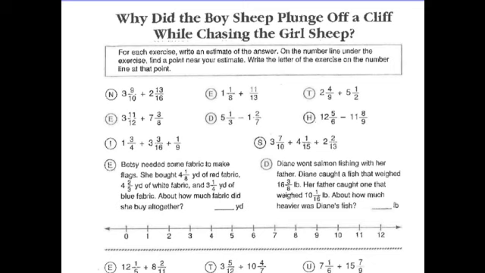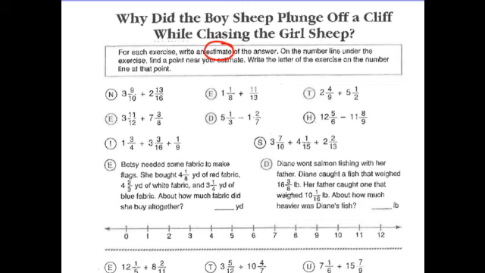So here's our directions. I'm just going to start this. For each exercise, write an estimate of the answer. Ooh, key math word. We're going to estimate these answers. We're actually not going to get the common denominator and add or subtract them. We're just going to estimate the answer. Then on the number line under the exercise, find a point near your estimate. Write the letter of the exercise on the number line at that point.